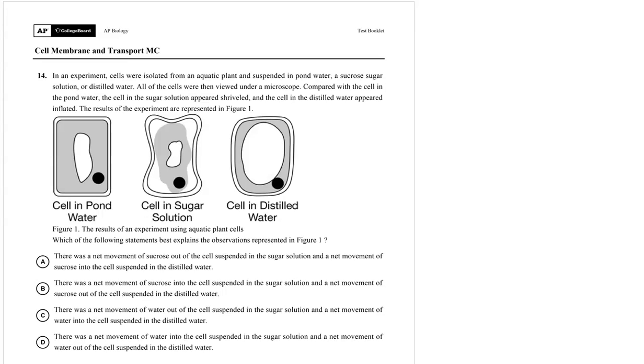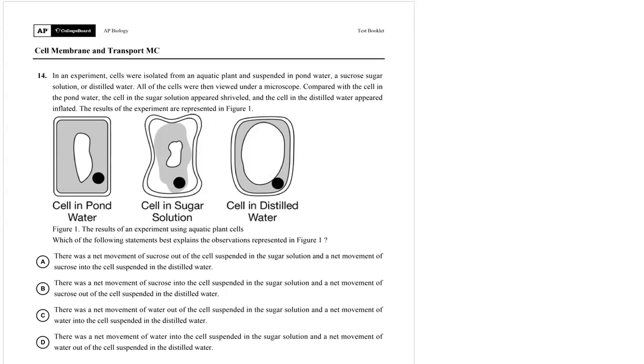All right, number 14. In an experiment, cells were isolated from an aquatic plant and suspended in pond water, a sucrose sugar solution, or distilled water. All of the cells were then viewed under a microscope. Compared with the cell in the pond water, the cell in the sugar solution appeared shriveled, and the cell in the distilled water appeared inflated. The results of the experiment are represented in Figure 1. Which of the following statements best explains the observations represented in Figure 1?